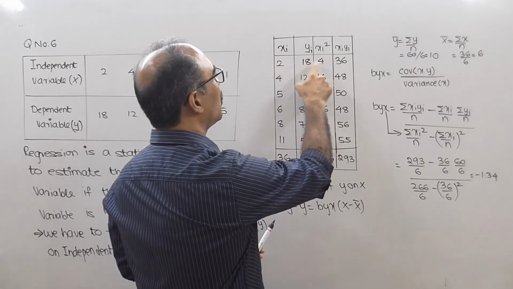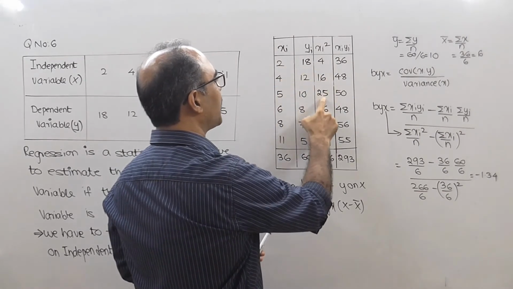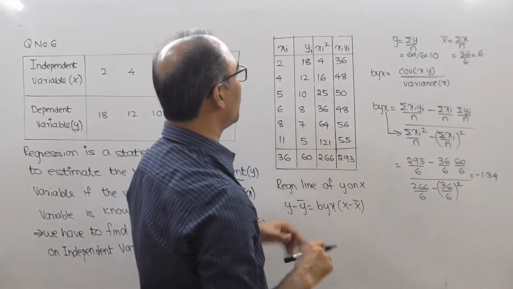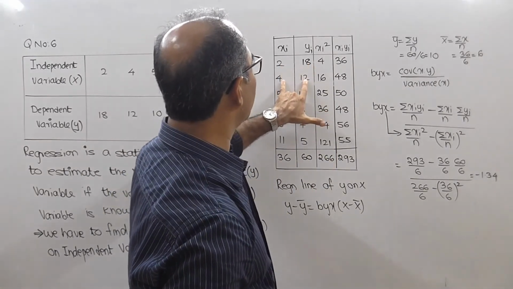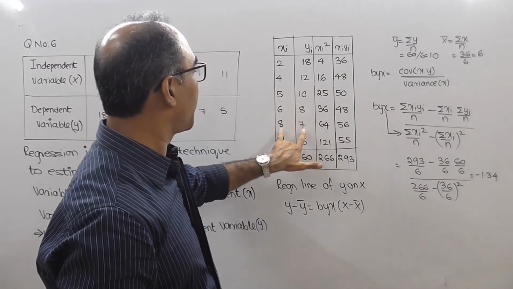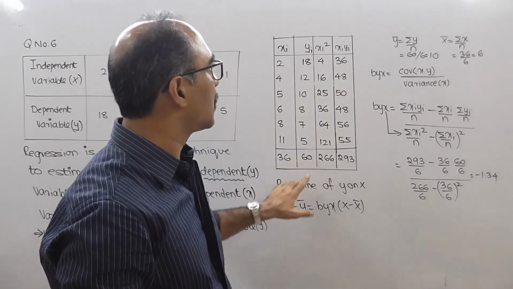Then 2 square is 4 and 4 square is 16, 5 square 25, 6 square 36, 8 square 64, 11 square 121, 2 into 18 is 36, 12 fours are 48, 10 into 5 is 50, 6 8s are 48, 56, 55. I think these are the totals.